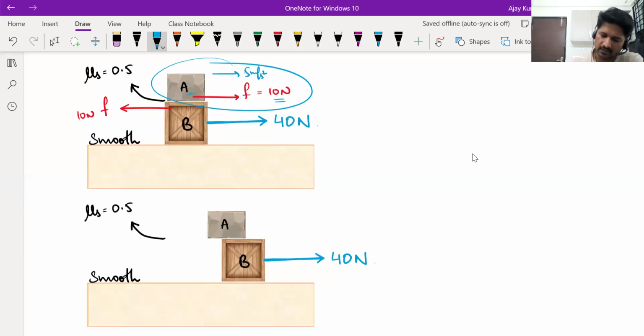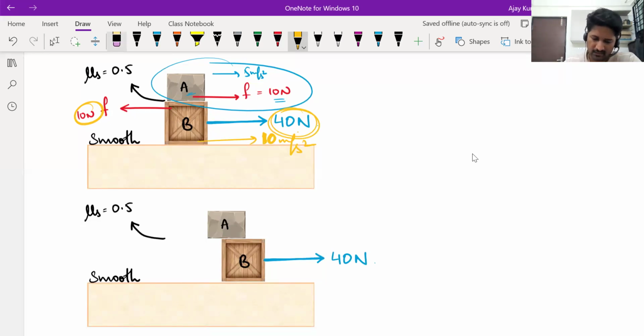Okay. Now come to B. There's a 40 Newton force acting and friction is only 10 Newton. 40 minus 10 is 30. B's mass is 3 kg. Then B goes with an acceleration of 30 by 3, 10 meters per second square. Even if maximum friction acts, they can't go together.